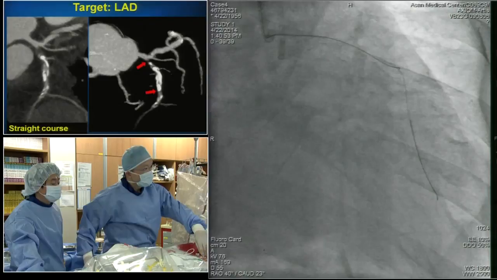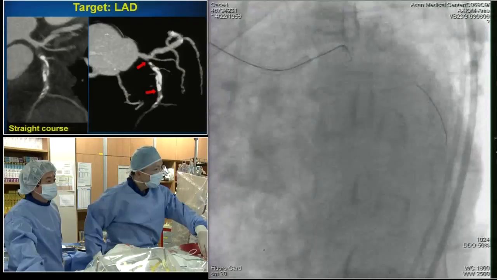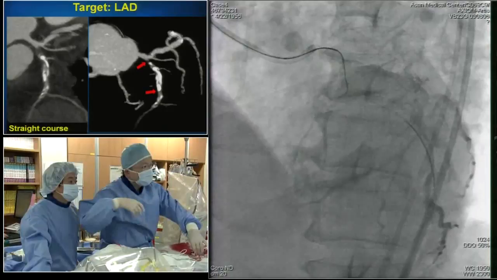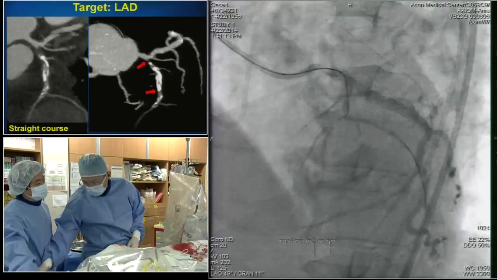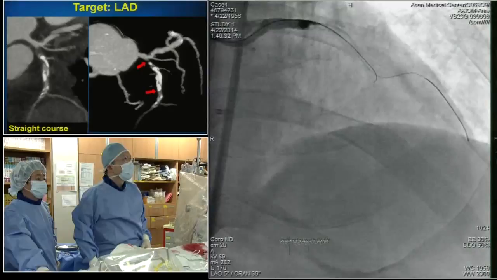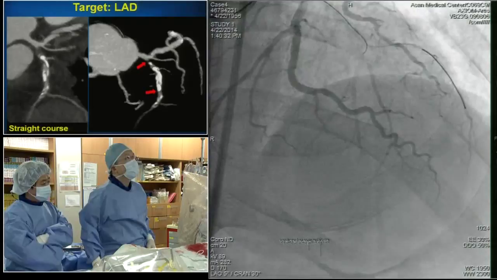Those of you that don't do a lot of CTOs, don't do a lot of complicated bifurcation lesions, notice how slowly he's going and how carefully he's going. Okay. With hydrophilic wires, you can sometimes double over and just continue to pass. But I think basically dissection is good. Direction is good. It looks like you're in a good position. That's a big second diagonal there. This is LAO 5, cranial 30, the same angle.